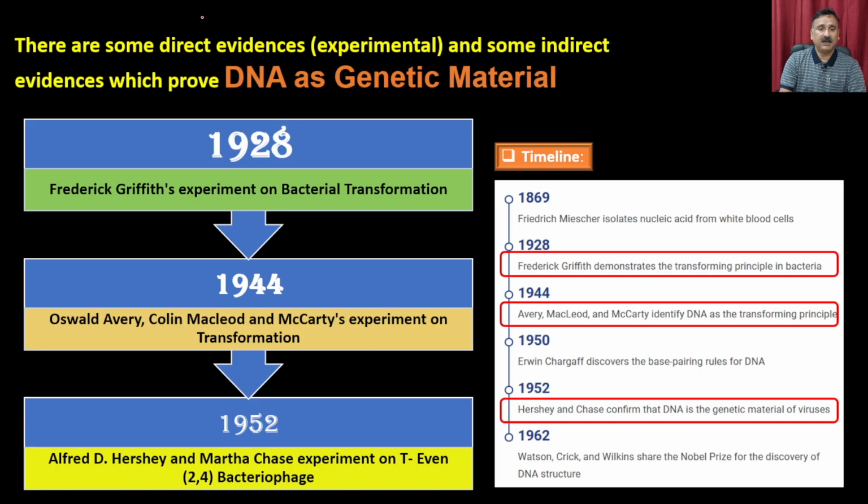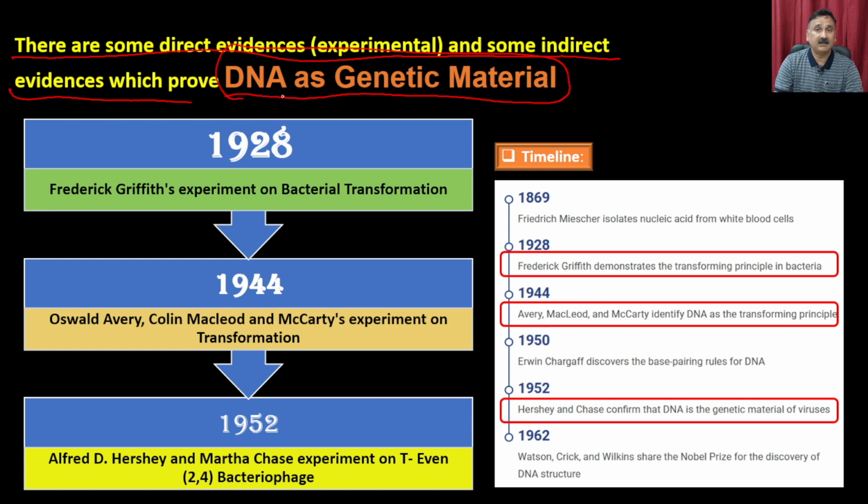Now there are some direct or experimental evidences, and some indirect evidences, which prove that DNA is the genetic material. These direct as well as indirect evidences have ruled out protein or RNA as the genetic material, and have proved that DNA is the most acceptable genetic material, present from prokaryotes to mammals. There are exceptions, and we are going to discuss these exceptions also.